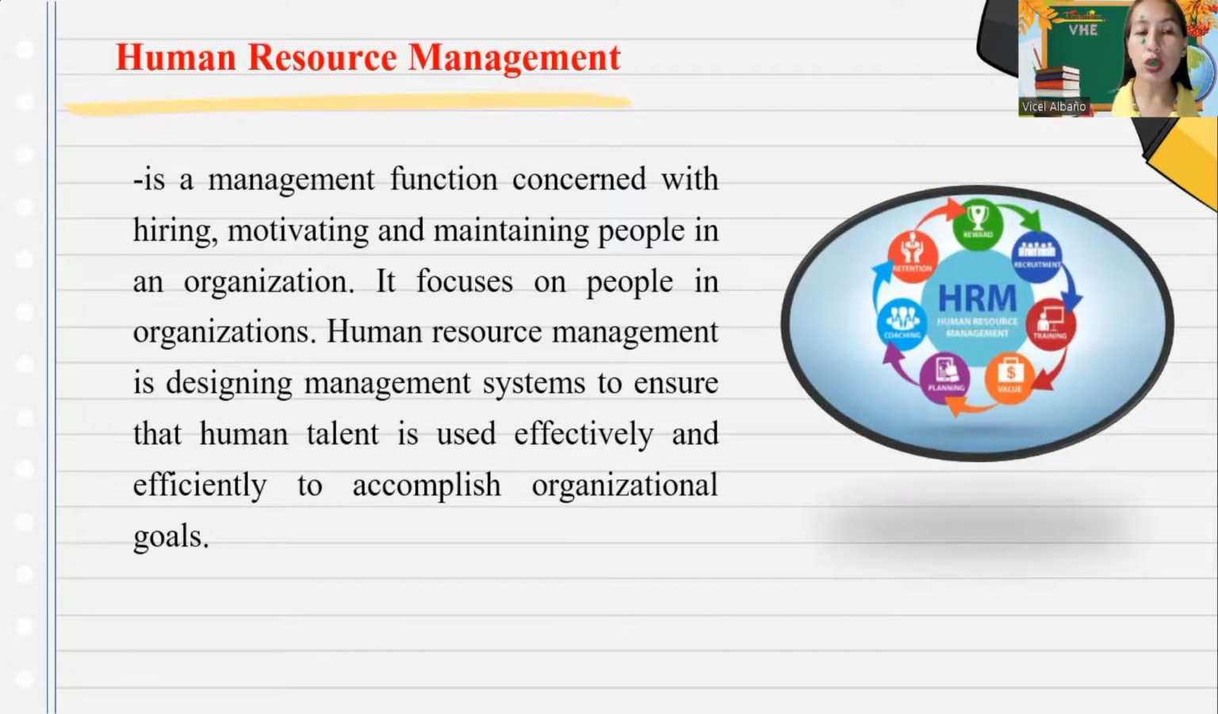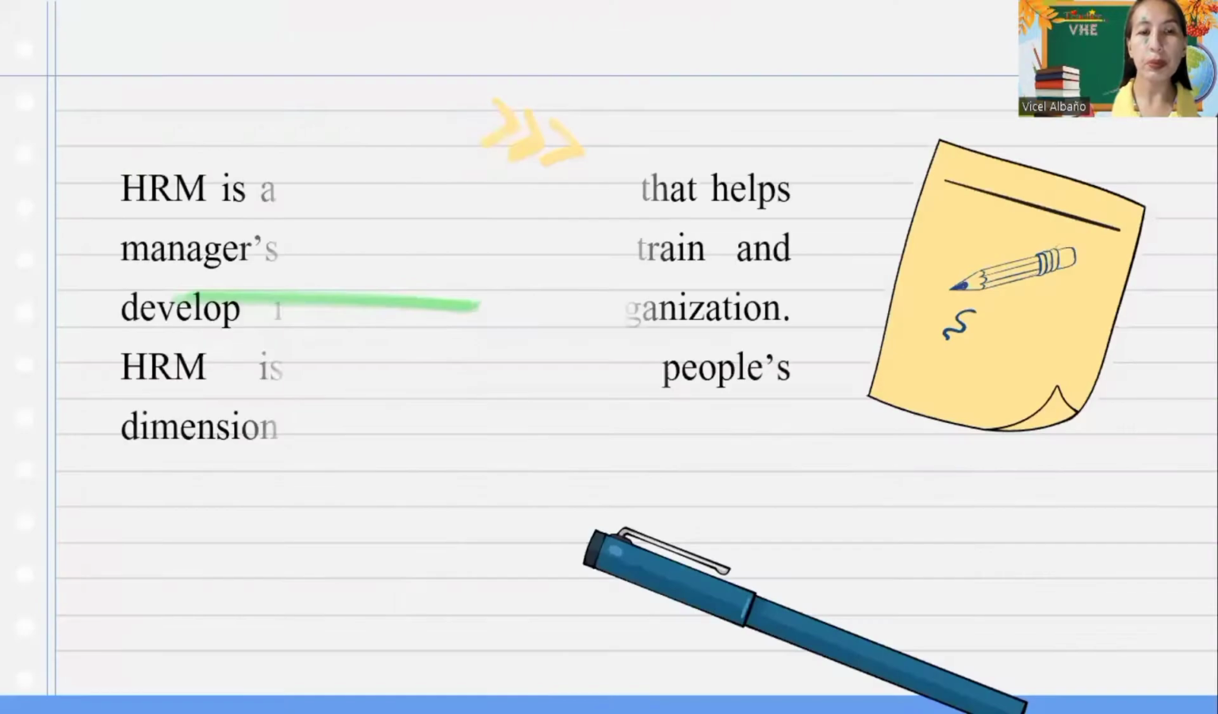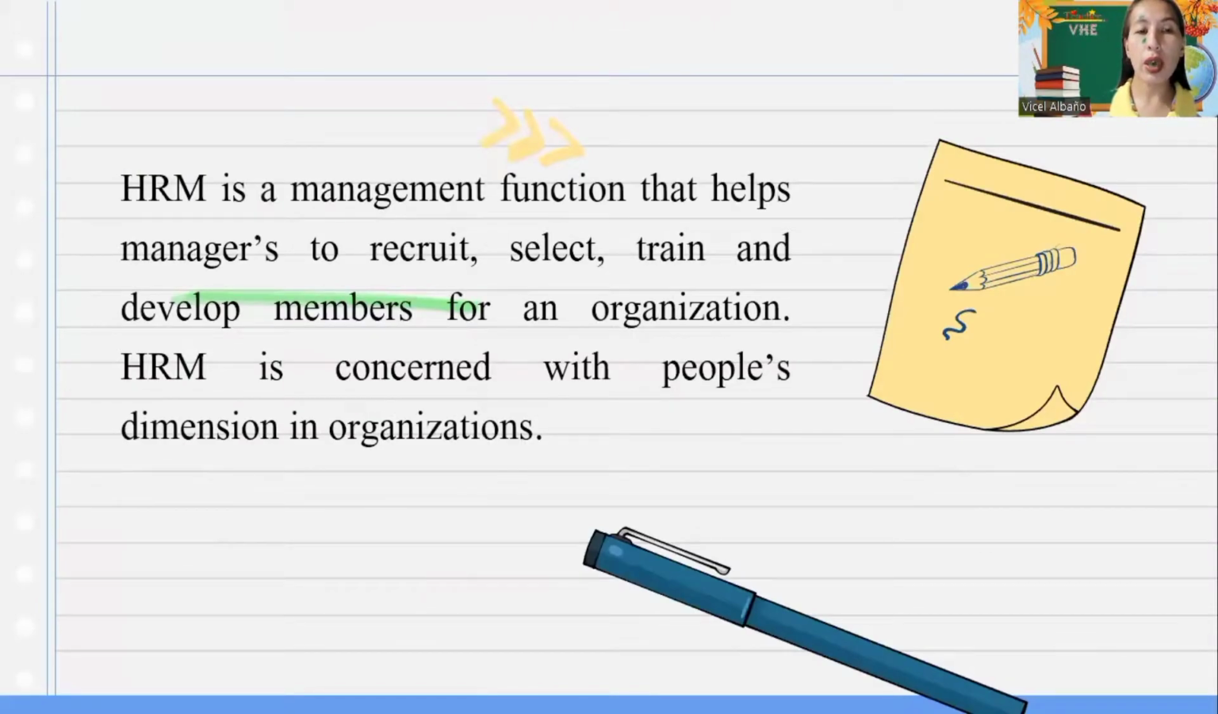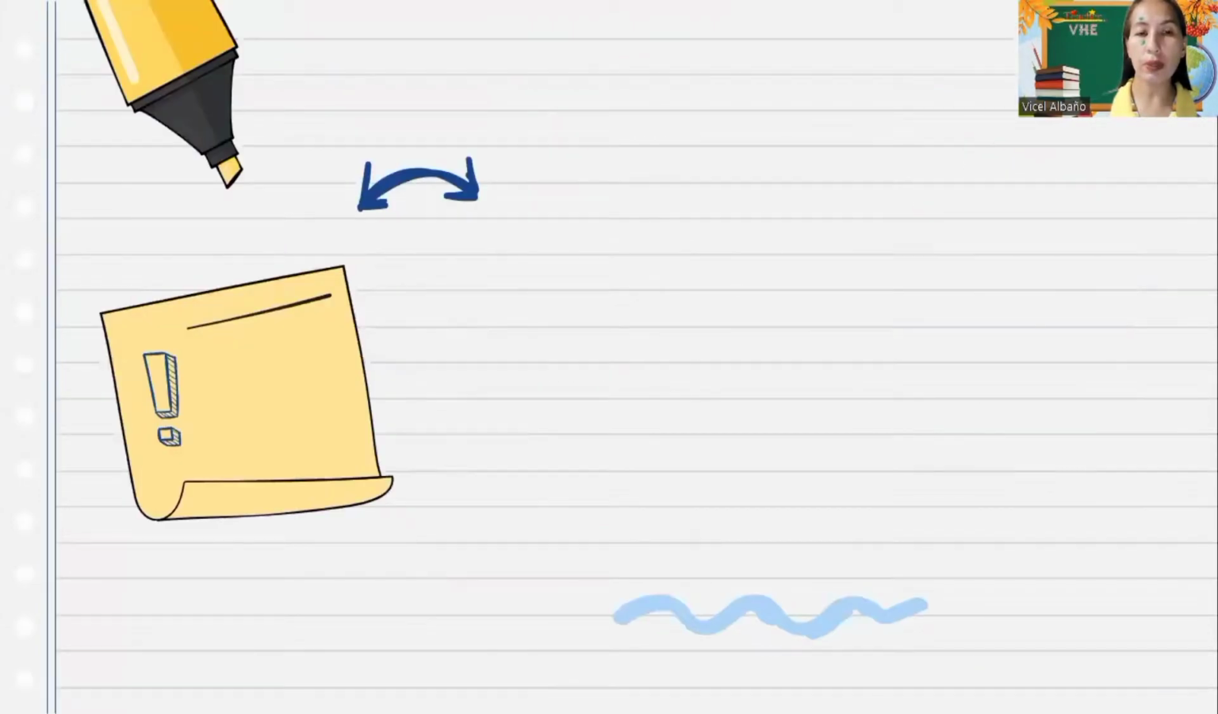Human resource management is designing management systems to ensure the human talent is used effectively and efficiently to accomplish organizational goals. HRM is a management function that helps managers to recruit, select, train, and develop members of an organization. HRM is concerned with people's dimensions in organization.